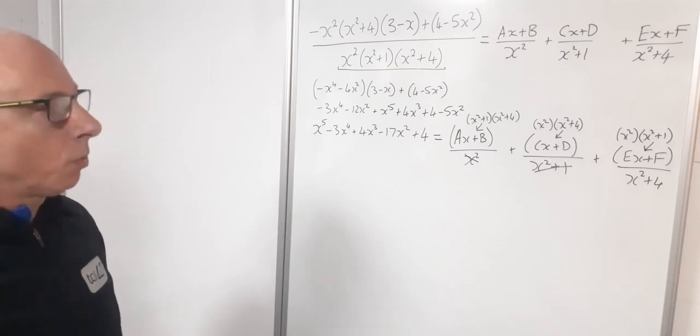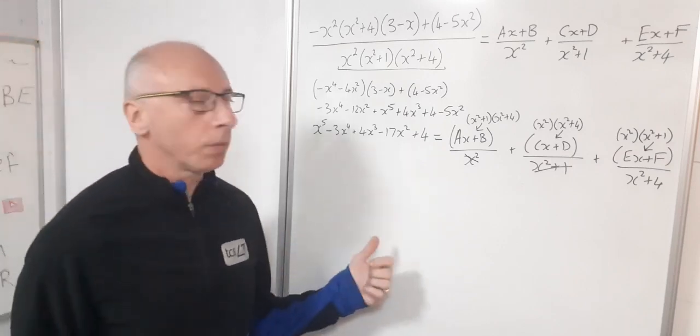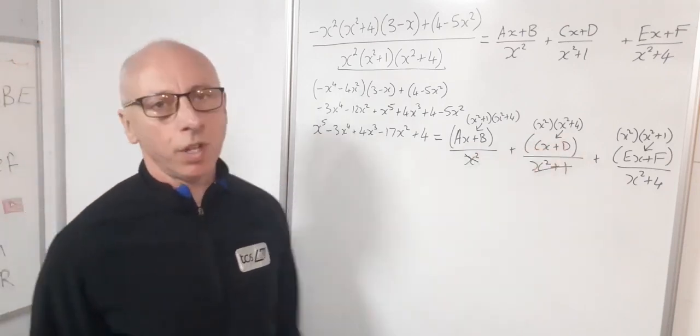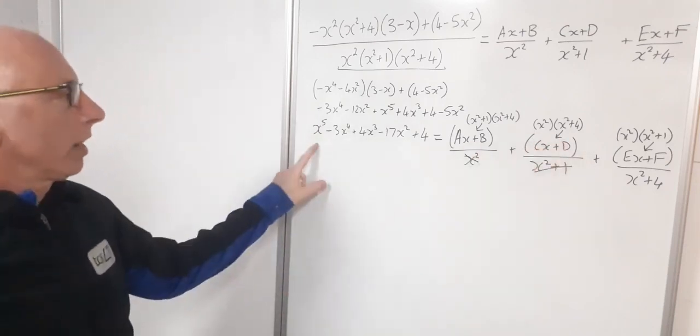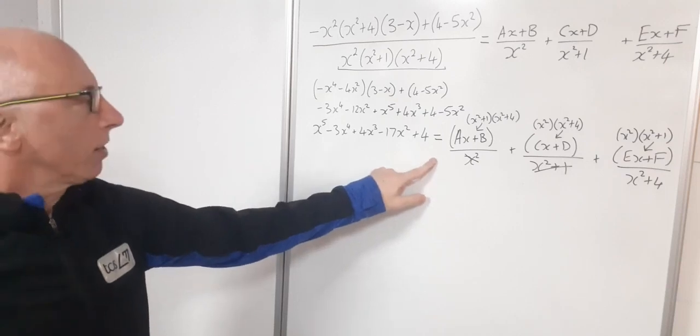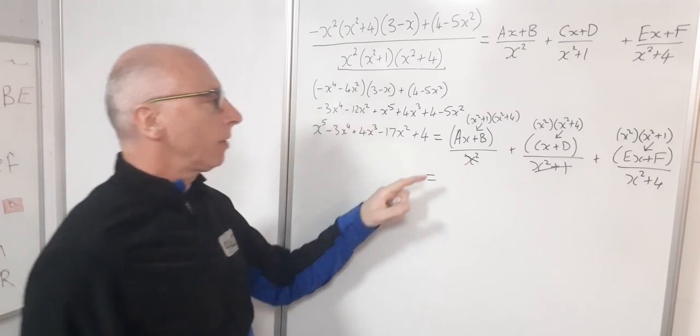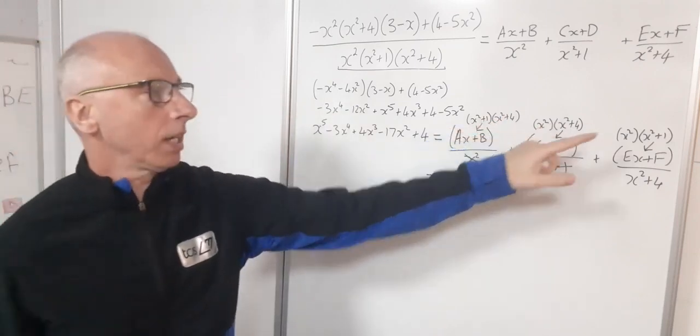What we'll be able to do, once we've done that, is set up a system where we can do corresponding coefficients and then solve for those variables. Okay, so now the left-hand side is taken care of. We'll just leave that as it is. We now need to FOIL out these terms here.